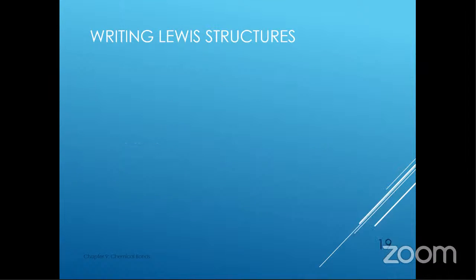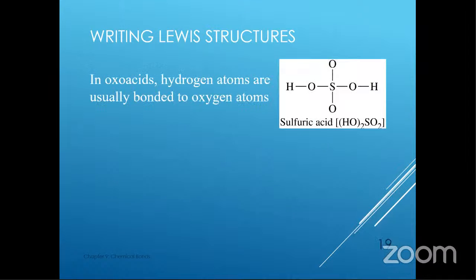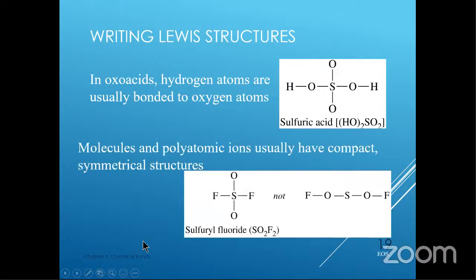Okay, so let me see here. When it comes to oxyacids, the hydrogen atoms that are in the oxyacids are usually bonded to oxygens, as you can see here in the case of sulfuric acid, all right? So in the case of oxyacids, you need to make sure that the arrangement is such that the hydrogens are bonded to oxygens where possible.